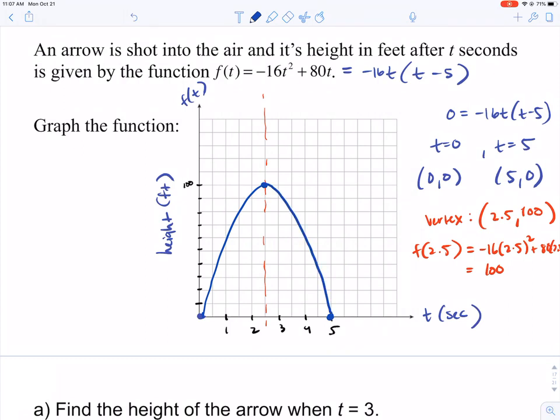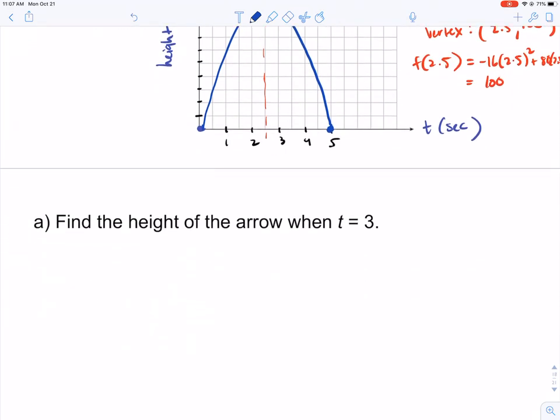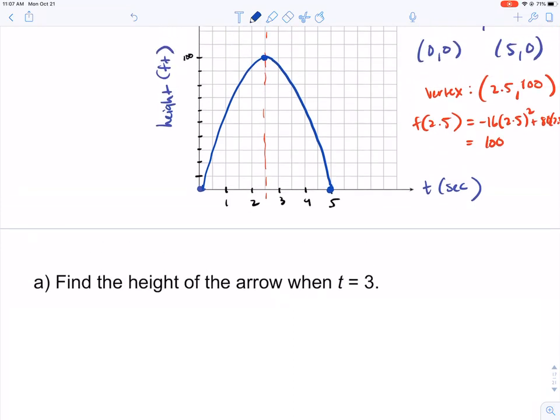So this graph models the path of the arrow. So you can see the arrow is shot into the air, and it goes up, up, up, before it goes down, down, down, back to the ground. So question A asks, find the height of the arrow when t equals 3. So that's just going to be finding f of 3. And we end up with 96 feet for that.